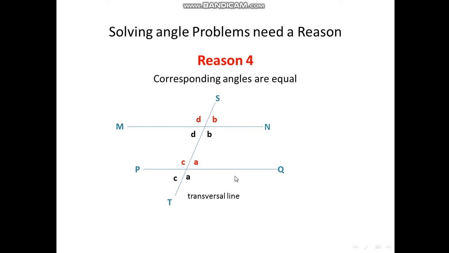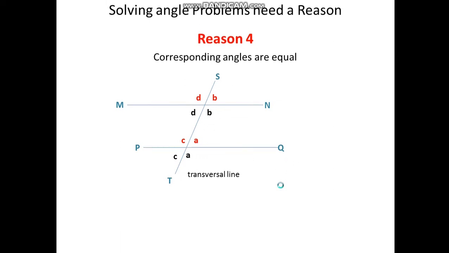What is a corresponding angle? They are angles in the same position. Look, all of them are in the same position, and on one side of the intersection. This is the intersection. They are on the same side of the intersection. That's why they are corresponding. Same position, same side of the intersection.